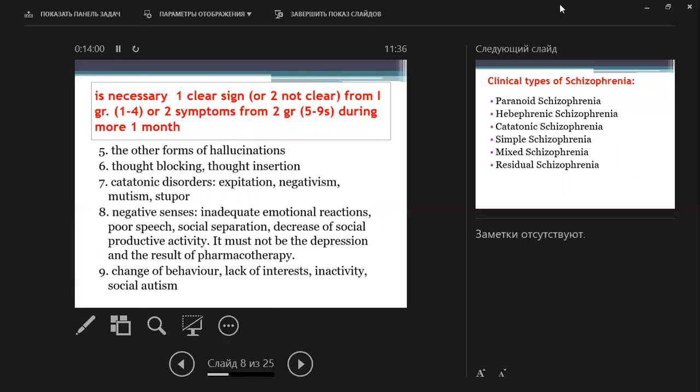Second group. It is from 5 to 9. These are other forms of hallucinations, maybe visual, olfactory, tactile, maybe visceral hallucinations. Visceral hallucinations are when the person is sure that an object is in his abdomen, stomach.